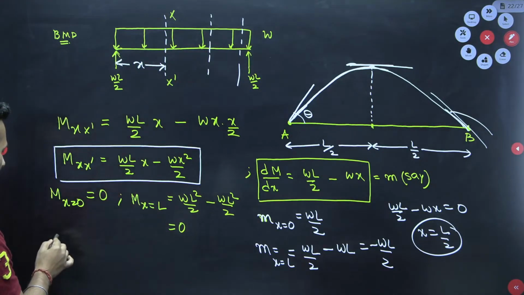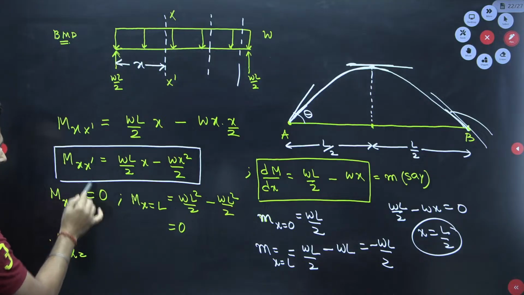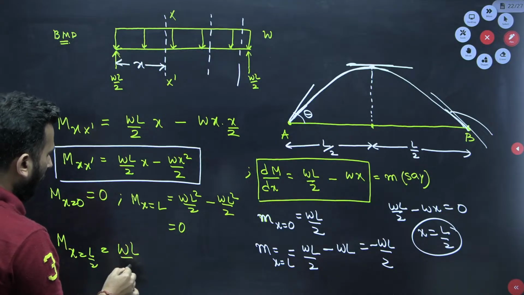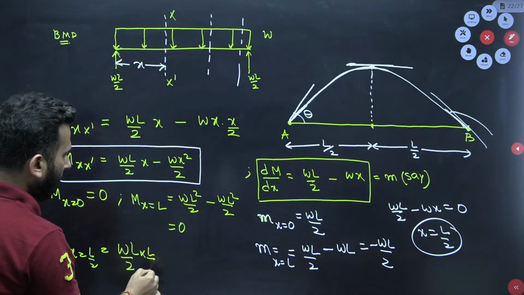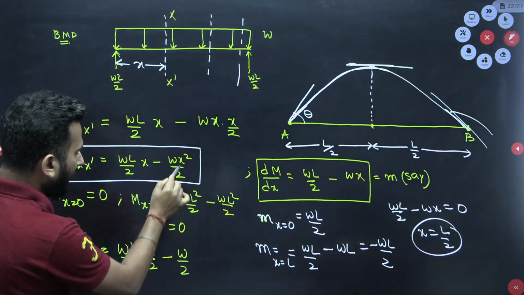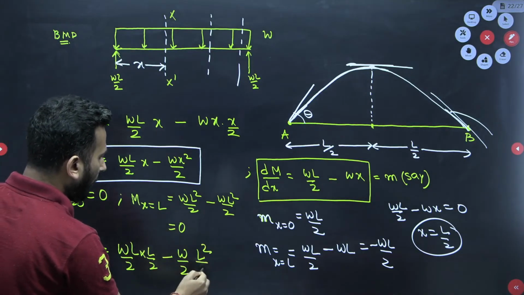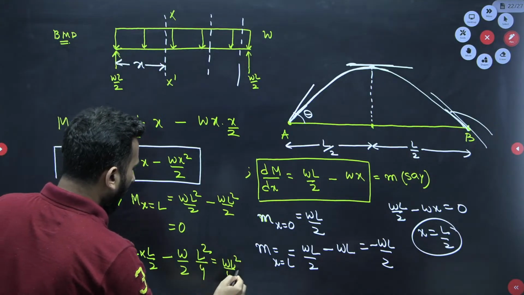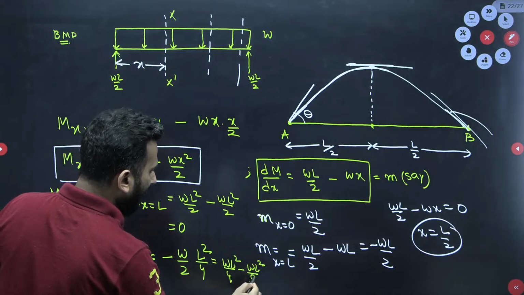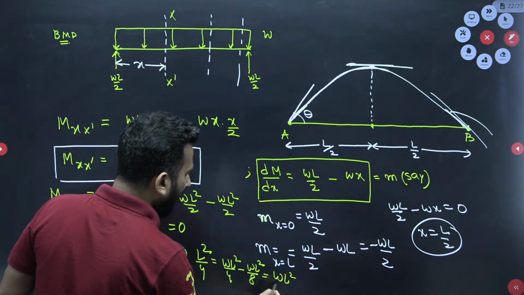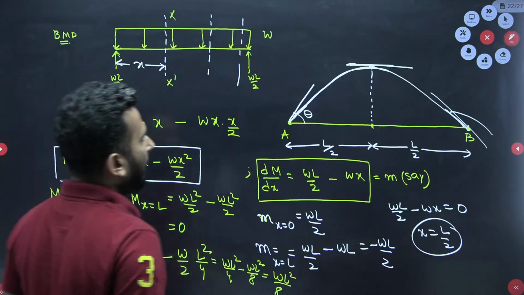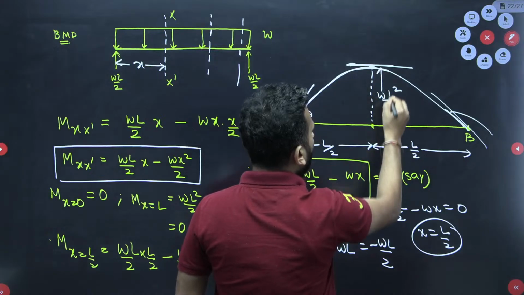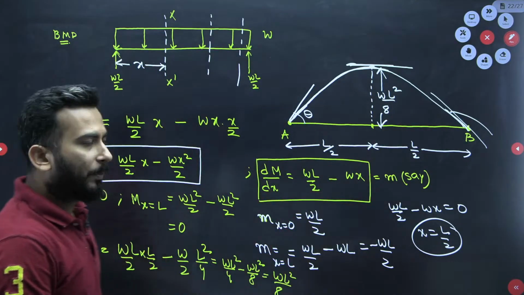In the bending moment equation, at x equal to L by 2, you substitute. So WL by 2 into L by 2, minus W by 2 into L square by 4. This comes out to be WL square by 4 minus WL square by 8, which is WL square by 8. So this value is WL square by 8.